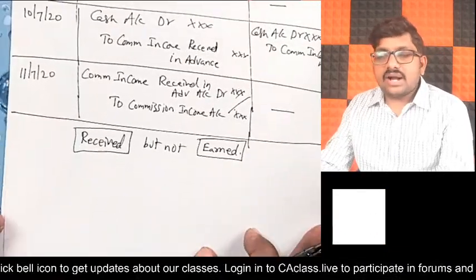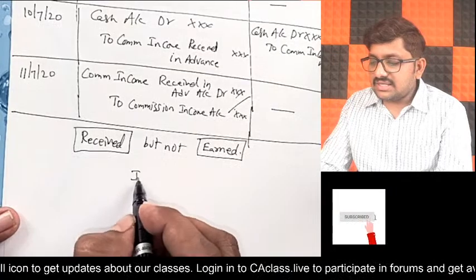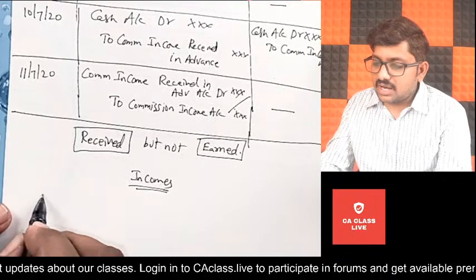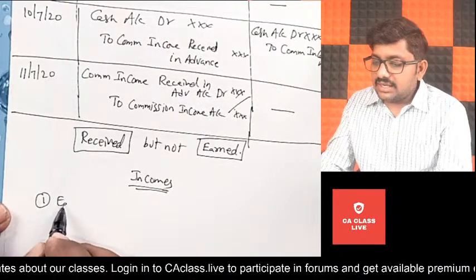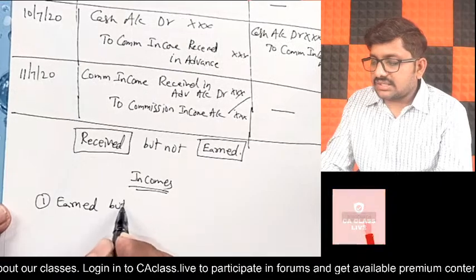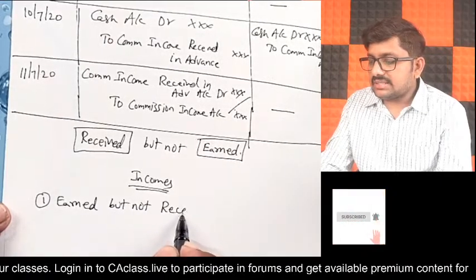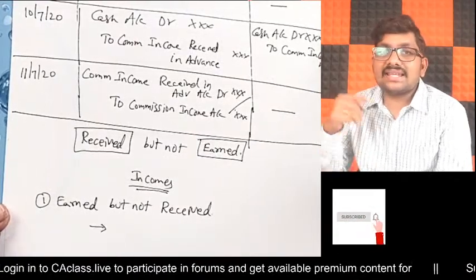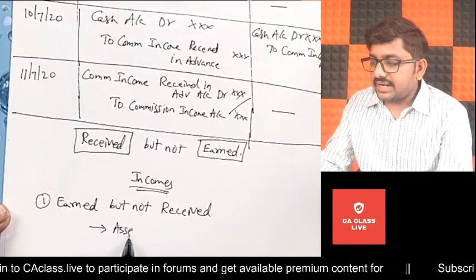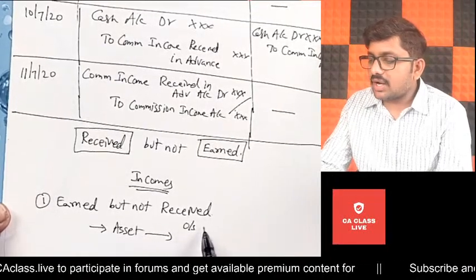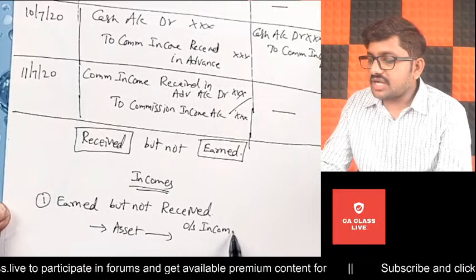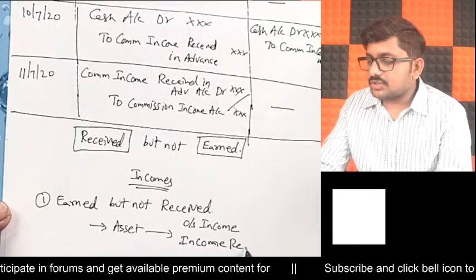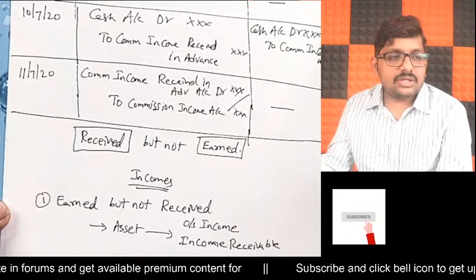So here also, as far as incomes are concerned, two situations are arising. What are those two situations? First situation is earned but not received. When you earn but did not receive, friends, obviously this will lead to a receivable. So it will create an asset for you. So we call it outstanding income. Outstanding income means receivable, or in simple terms you can even call it income receivable also.